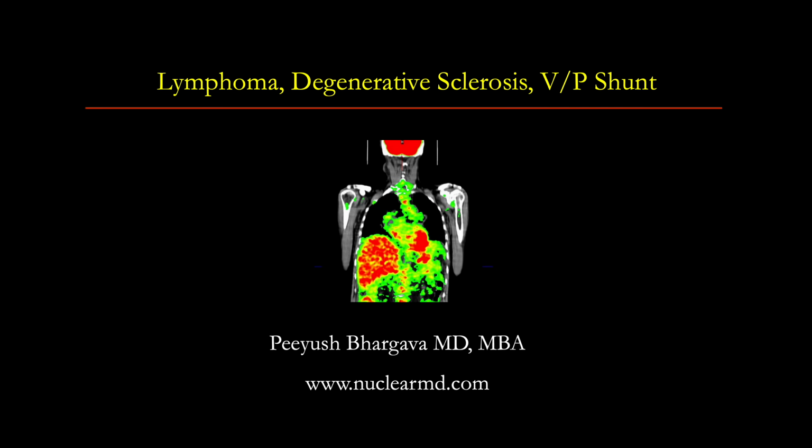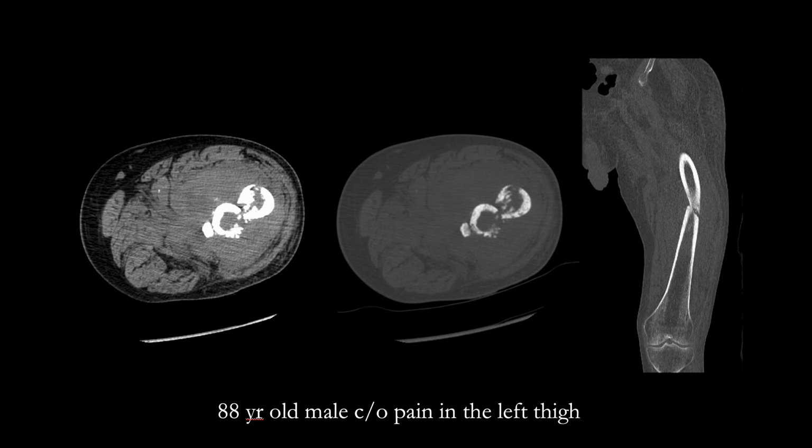Our first patient is an 88-year-old male who presented with complaints of pain in the left thigh. X-rays showed that he had a displaced fracture of the left femoral shaft, and that fracture looked like a pathologic fracture, so he underwent a CT scan. Here in the bone windows you can see the bone fragments and also sclerosis involving the proximal and the distal end of the femur.